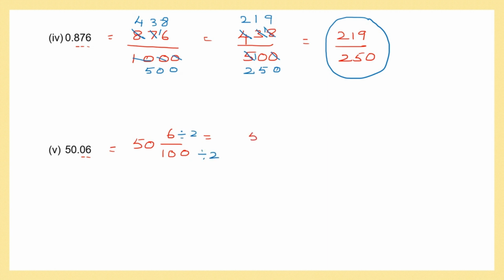50 remains the same. Now 2 threes are 6. And my denominator, 2 into what is 50? Is 100. 2 fives are 10. I bring down the 0. 2 into 50 is 100. So I bring this down. So my final answer is 53 by 50.